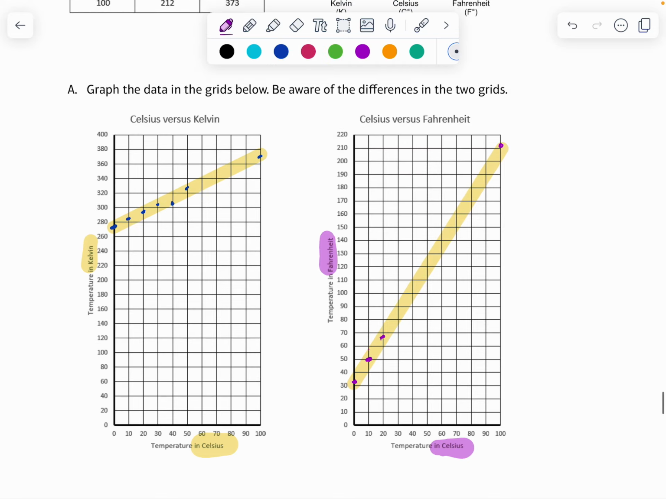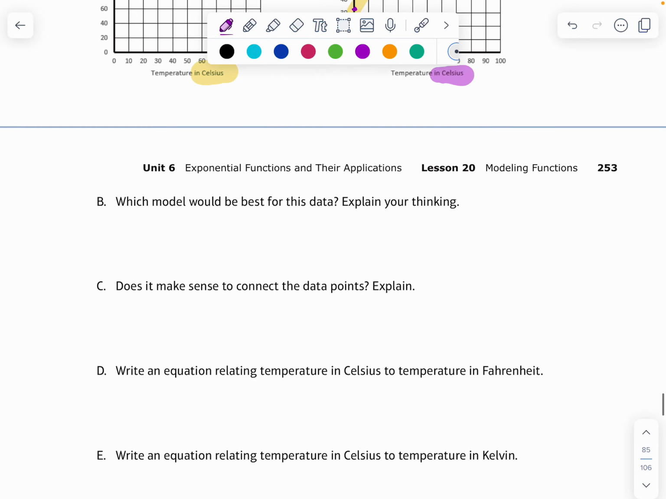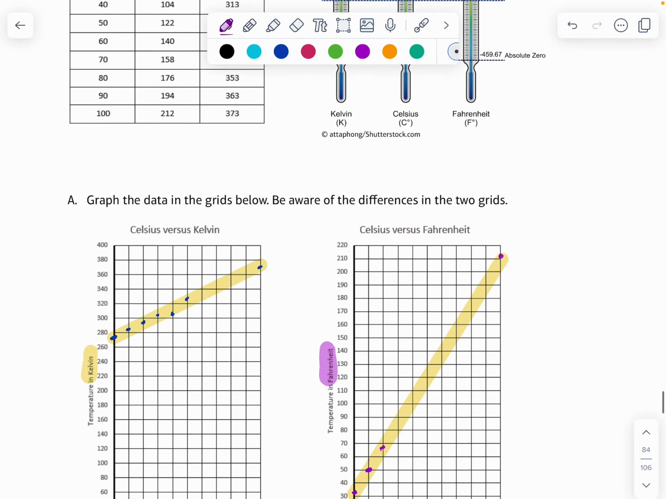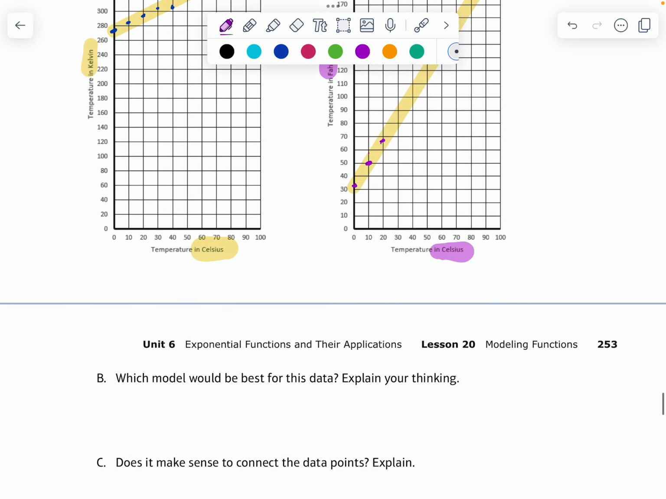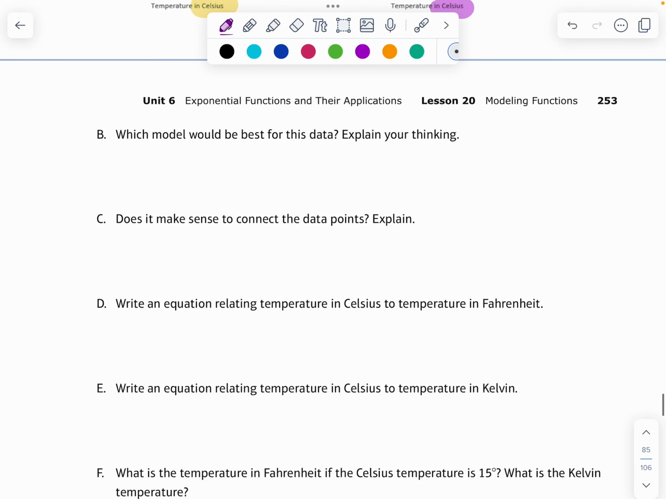All right, so B asks which model would be best for this data. You would look back at that, and based on the information they gave us, both of them would fit a linear model. Both use a linear model.